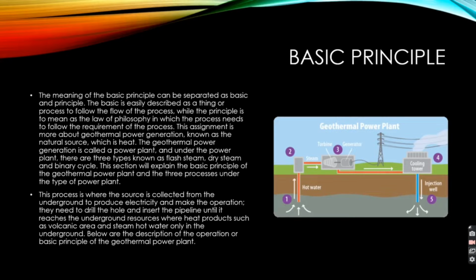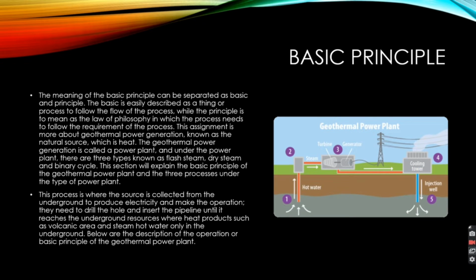Next, basic principle. The meaning of basic principle can be separated as basic and principle. The basic is easily described as a thing or process to follow the flow of the process, while the principle means the law of philosophy in which the process needs to follow the requirements of the process. This assignment is about geothermal power generation, which uses a natural source, which is heat.